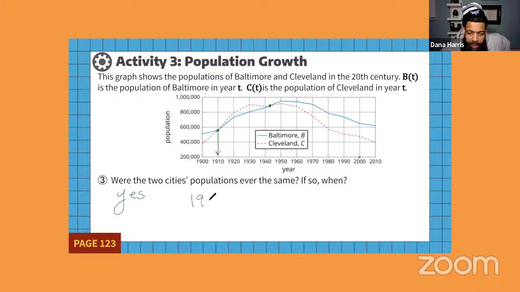Well, at this first green dot, what is the input value there? That would be 1910. And then here we have to estimate it a little bit because it goes right down. It's somewhere between 1940 and 1950, but not directly in the middle, so I'm going to say about 1943. So notice whenever you want to know if the output value is the same, we want to look at where the graphs of these two functions cross or intersect.